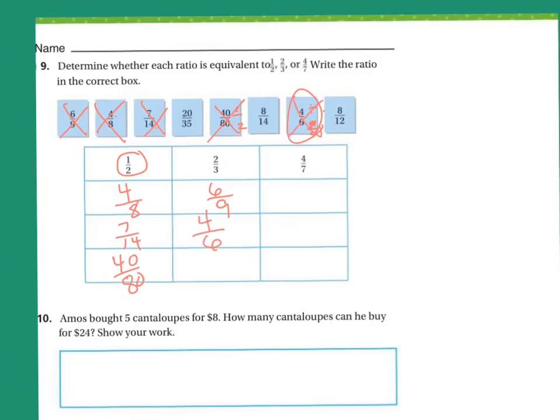I know 3 can go into 12, and it goes in 4 times. So if I divide the top and bottom by 4 on both of these, I get 3 on the bottom and 2 on the top. So that is 2/3. So this one is also 2/3. Now by process of elimination, I already know that this is going to be 8/14 and 20/35. You could also work out the problems the same way on those, but because we've already done the others.